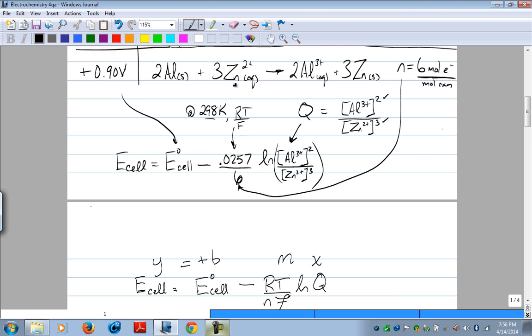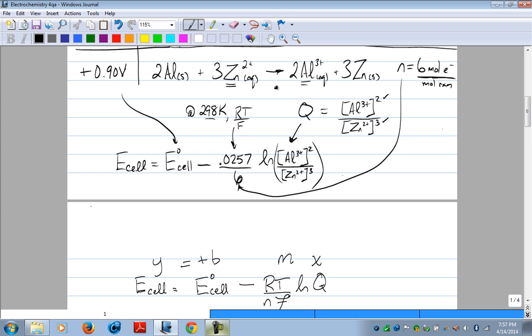So we can see that by just going back to kinetics, having a relatively larger concentration of the zinc cation compared to the concentration of the aluminum cation, Q would be relatively small. The natural log of a small fraction less than 1 is going to be a negative number, and we'd be subtracting a negative from E standard, and then E cell would be more positive than the E standard cell. So basically, by increasing the rate of the forward reaction more than the reverse reaction, we could generate a higher than standard cell potential difference.